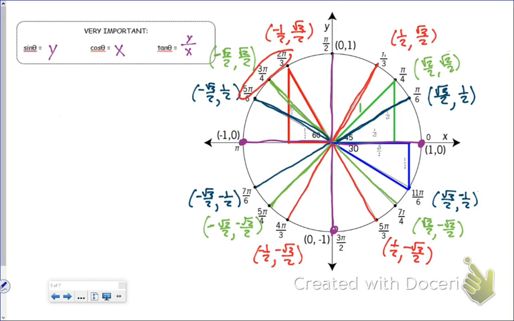Some other things to notice, if you look in quadrant 2, all of those radian numbers, all of the numerators are 1 less than the denominator. Look at all the radian values in the third quadrant. All the numerators are 1 more than the denominator. So if you're having trouble remembering what those radian values are, that's some little tricks.